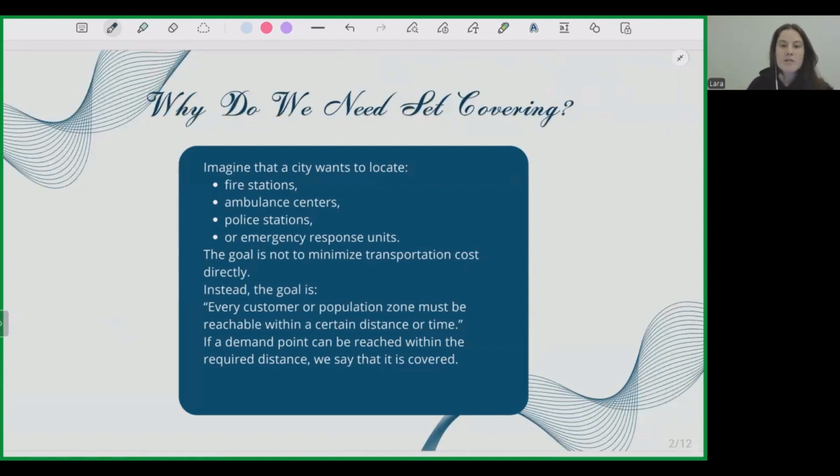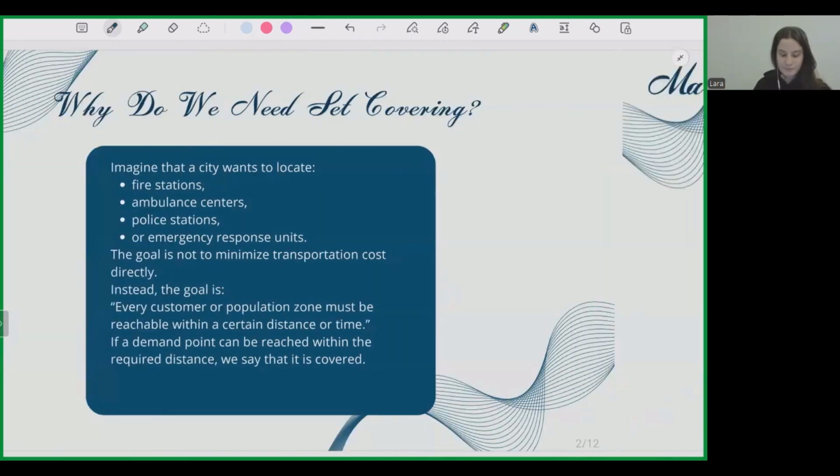Imagine that a city wants to locate fire stations, ambulance centers, police stations, or emergency response units. The goal is not to minimize transportation costs directly. Instead, every customer or population zone must be reachable within a certain distance or time. If a demand point can be reached within the required distance, we say that it is covered.